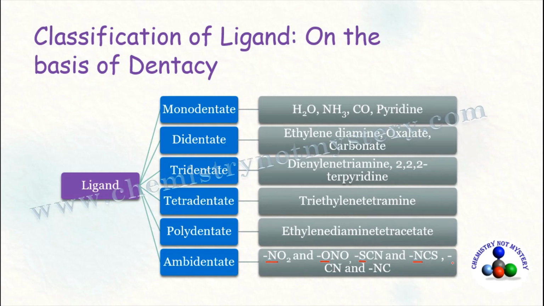And the third set of ambidentate ligands is CN and NC. In CN, carbon is the donor atom, while in case of NC, nitrogen is the donor atom.